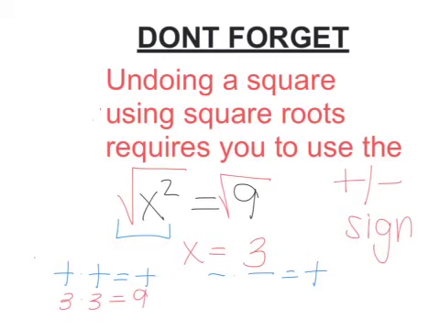But because I was undoing a square using the square root, I need to make sure to use the positive or negative sign. Because when the person squared it, they got rid of the sign. So if I'm trying to undo them getting rid of the sign, I need to put those signs back. So whenever you're undoing a square with the square root, you need to use the plus or minus sign.